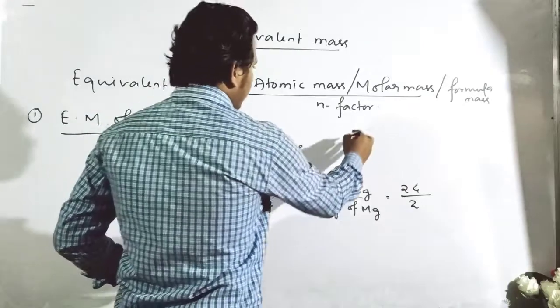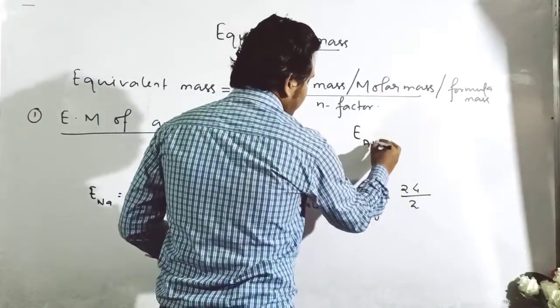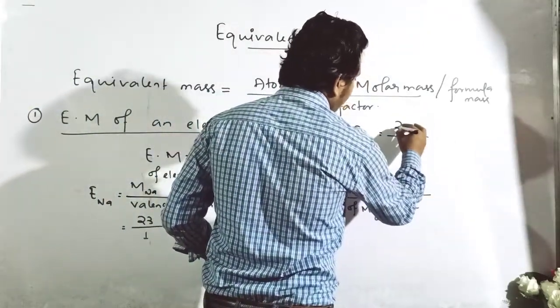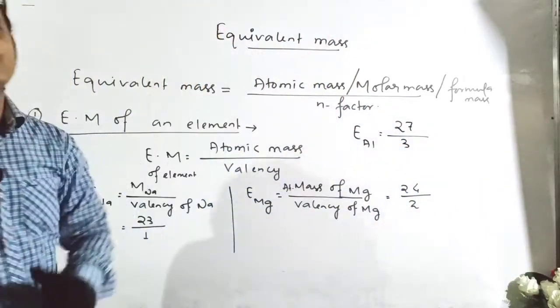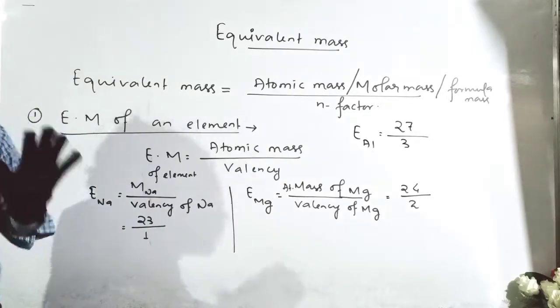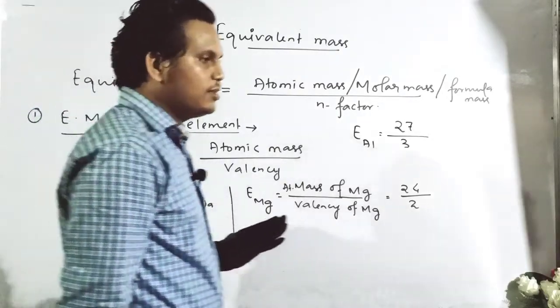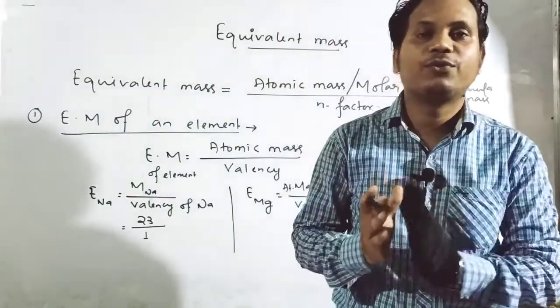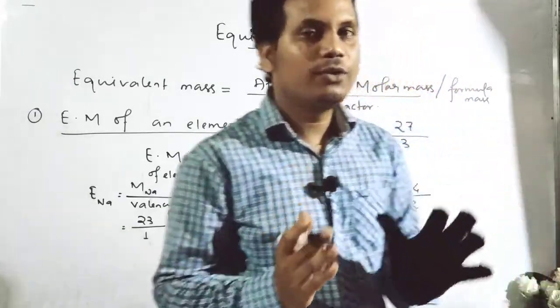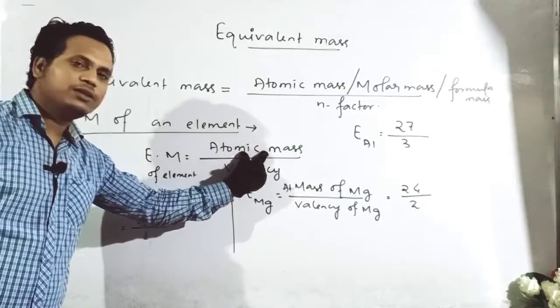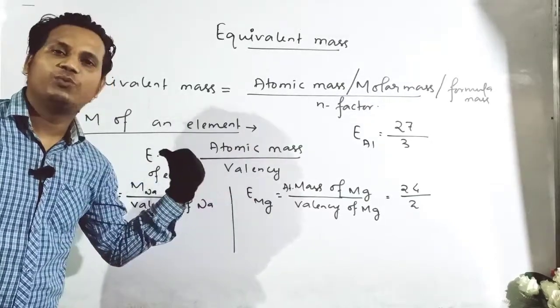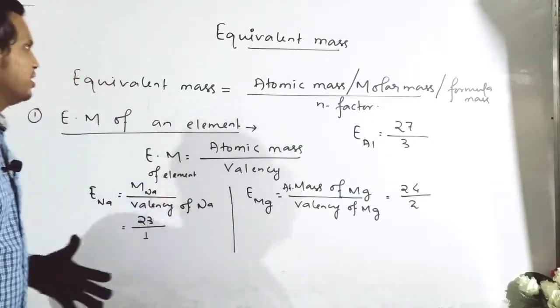Again, what is the equivalent mass of aluminium? The atomic mass of aluminium by valency. What is the valency of aluminium? 3. So in this way we can find the equivalent mass for an element. What is the formula? The formula is the atomic mass of the element divided by their valency. Any element, if you take.